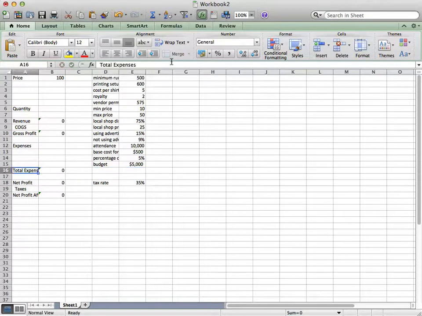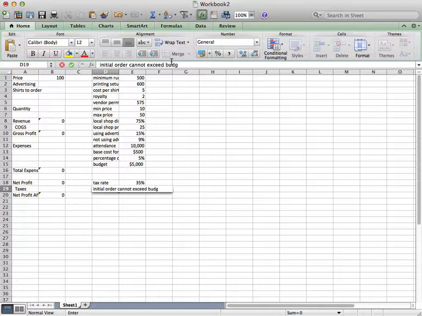what else do we have? When we look at the case, she has to decide on the price. She has to decide on advertising, whether to get it or not. And she has to decide on shirts to order. How many shirts to order? And we have an additional assumption that isn't actually a number, but because she has a budget and the budget limits the number of shirts that she can order, her initial order cannot exceed budget.